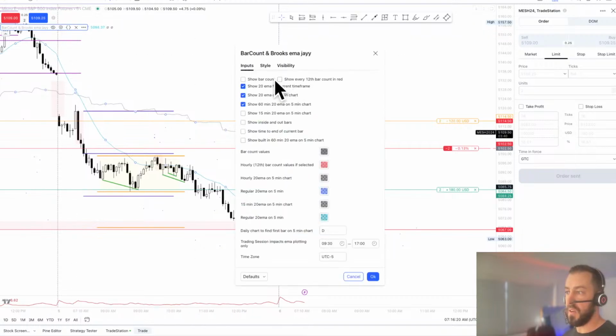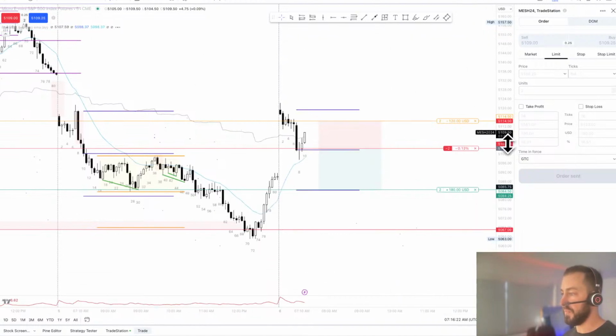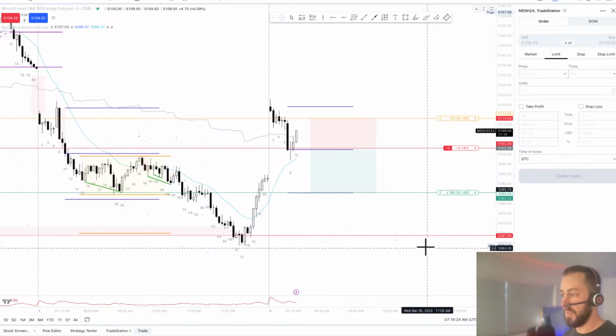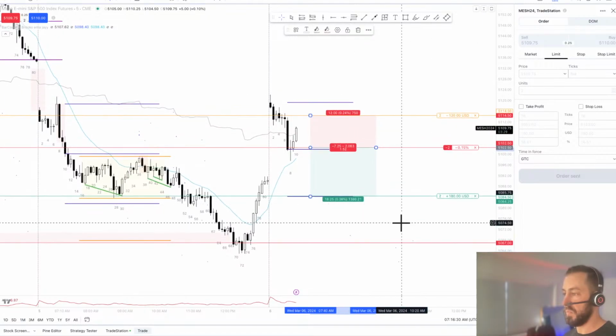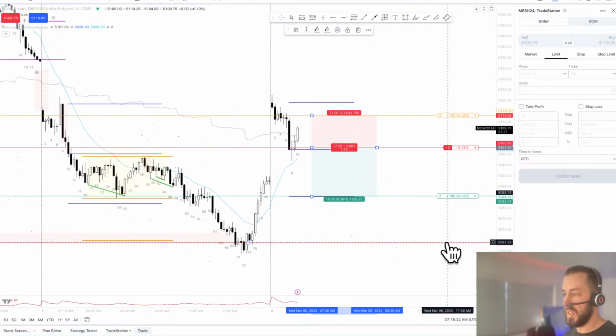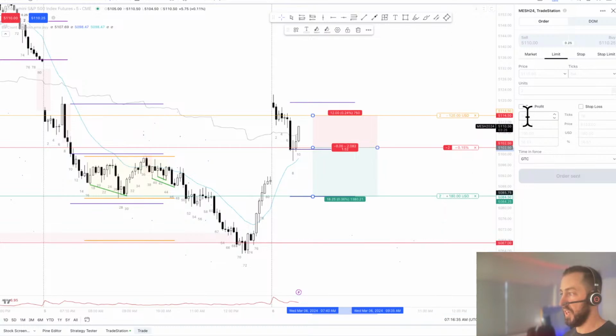Let's turn on that bar counter so it's a little easier to call out some of these trades. So bar 10. Bulls getting the push up.